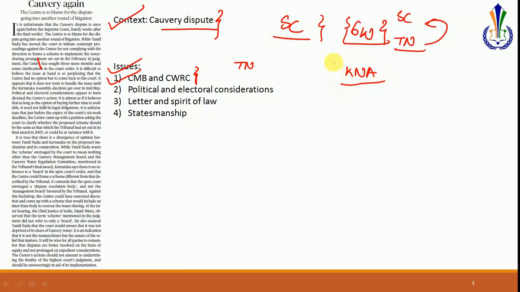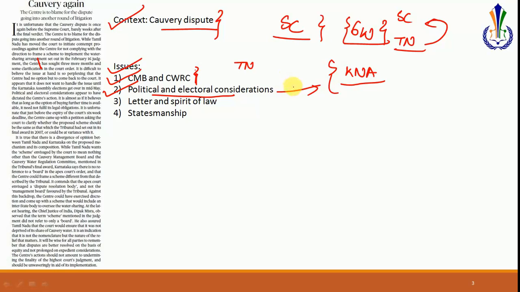Now you should know that Karnataka is poll bound, and what is being analyzed is that it is due to political and electoral consideration that the central government has not formed these bodies, and so this is amounting to a contempt of court. Now this is one pertinent example whenever a question is asked on simultaneous elections.